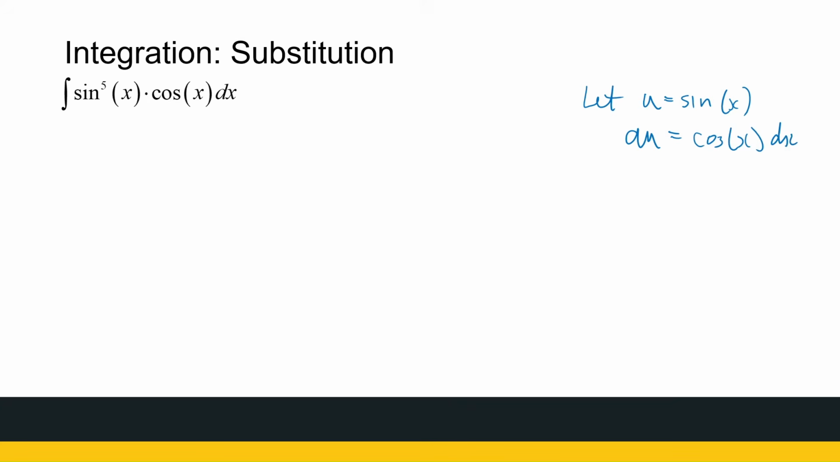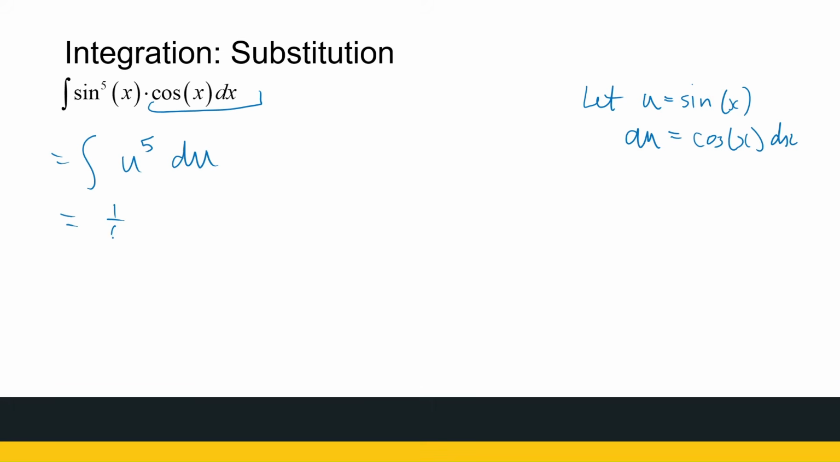Do I have cos x? Yes, I've got cos x there. Fantastic. That worked. That's exactly what I have there, cos x dx. So that is the integral of u to the power 5 du. How simple was that? One substitution and all of a sudden the whole integral becomes very straightforward.